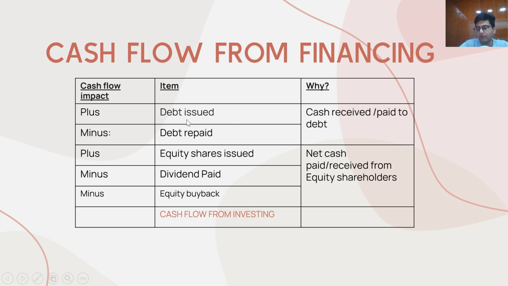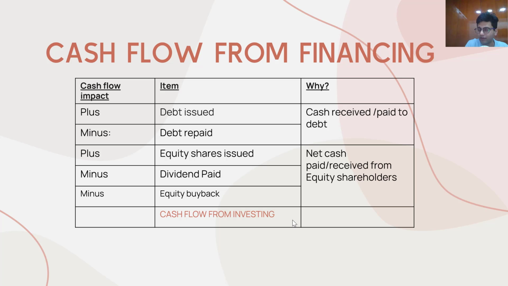Debt issued, it will increase your cash flow, so it's a plus item. Debt repaid, it will reduce your cash flow, it's a minus item. So that is basically representing cash received and paid to debt. If you issue equity shares, it will increase your cash flows. If you pay dividend to equity shares, it will reduce your cash flows, it's a minus. If you buy back equity shares, it's a minus to the cash flows. And that is how you get cash flows from financing activities. It is one of the simplest cash flows to understand.